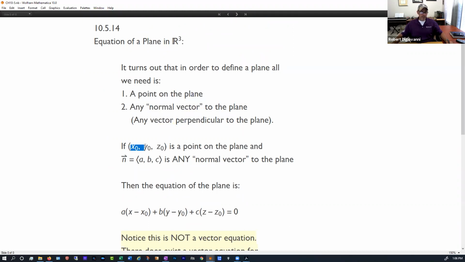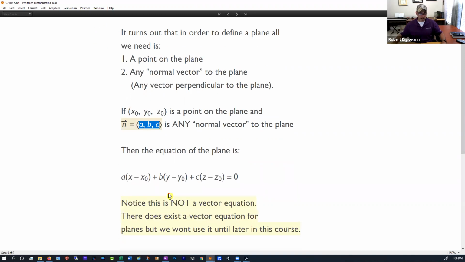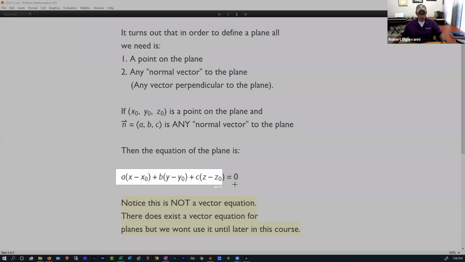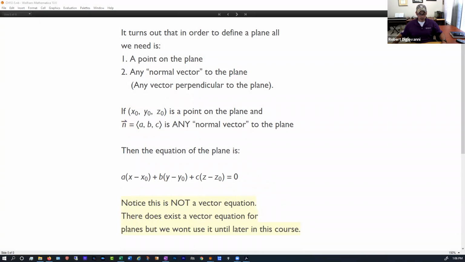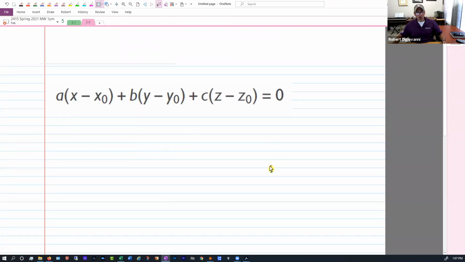So if, let's say we have a point, x naught, y naught, z naught, and let's say we're given a normal vector, which we will use little n for, and we'll call that vector ABC, right? Then the equation of the plane is always going to be this. So I'm going to copy this. This is the equation that you should be familiar with because we talked about it last class. So all planes can be written in this form. Okay, so that's what we call our standard equation for a plane.